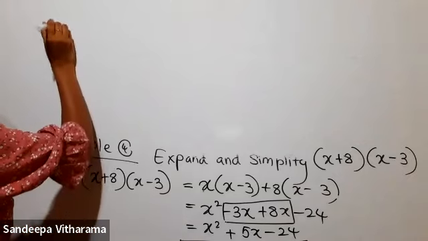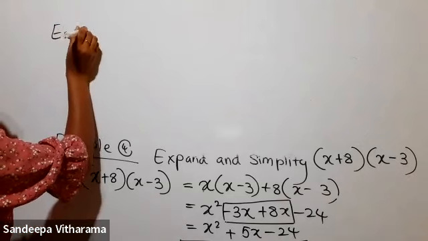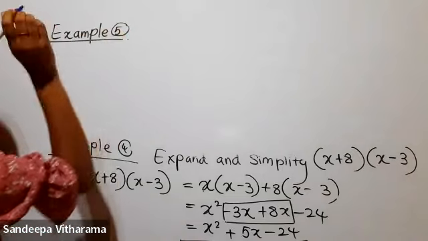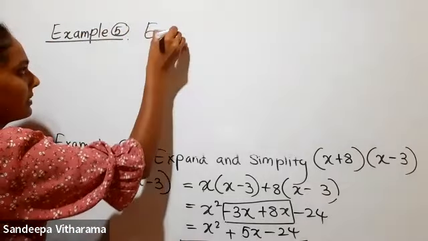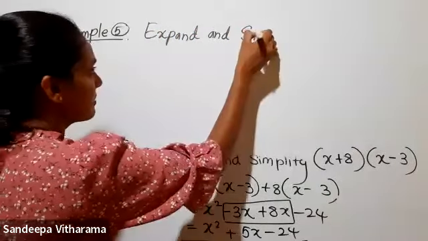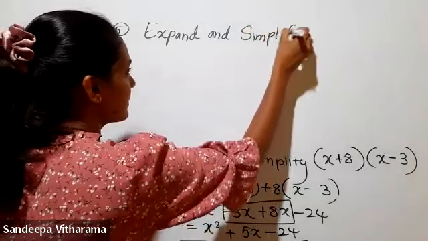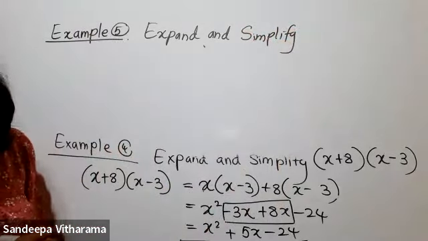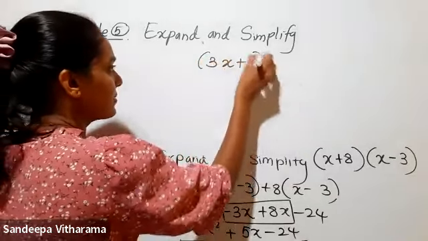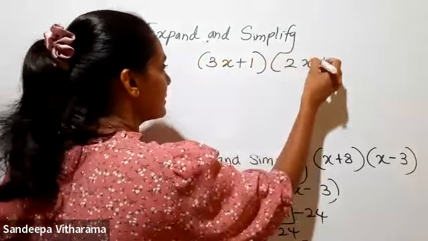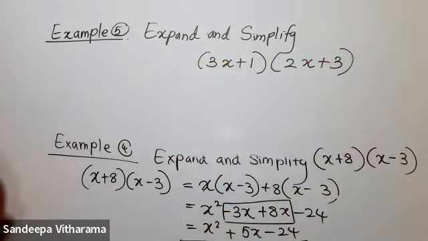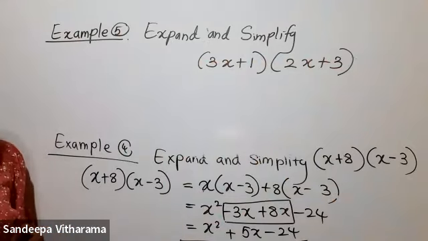Write down this as example 5. Example 5. Let's see. Expand and simplify. That is, 3x added to 1, and 2x added to 3. Question kind of this one. Right.